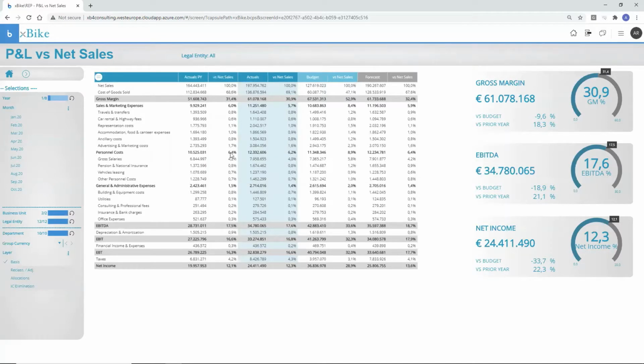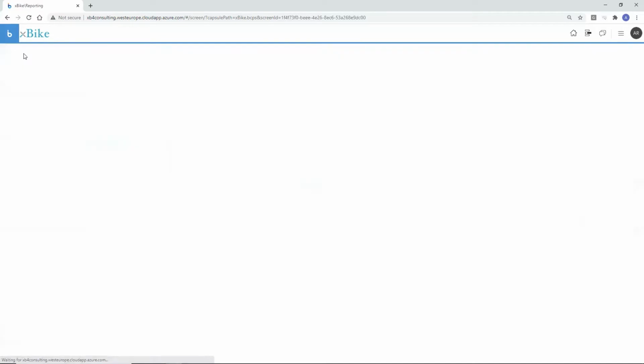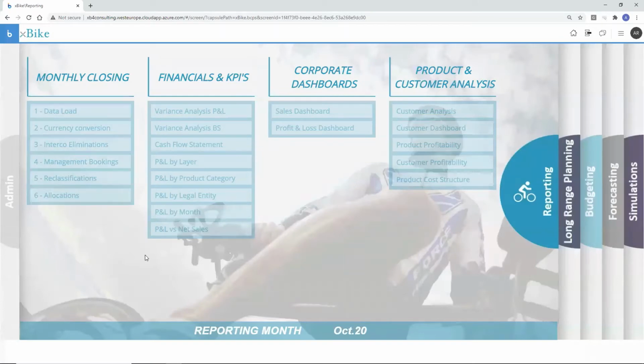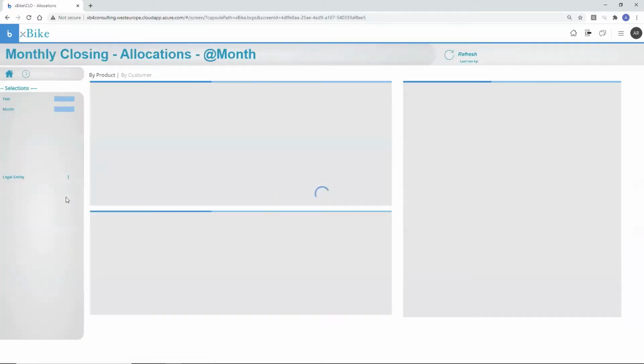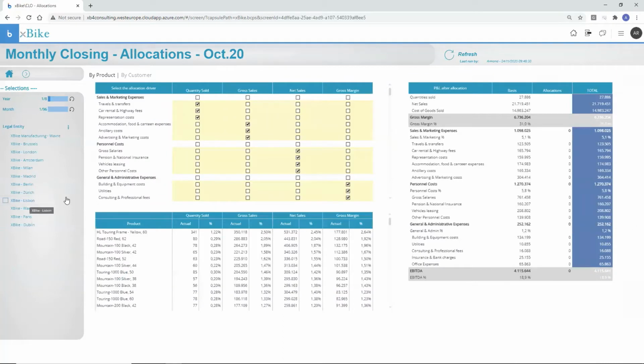So in order to do that, we need to do some allocations of the cost. And this is where we are going to see a possibility of doing cost allocation. This is typically the kind of topics and functionalities where a software like Board can help us to make it easy.